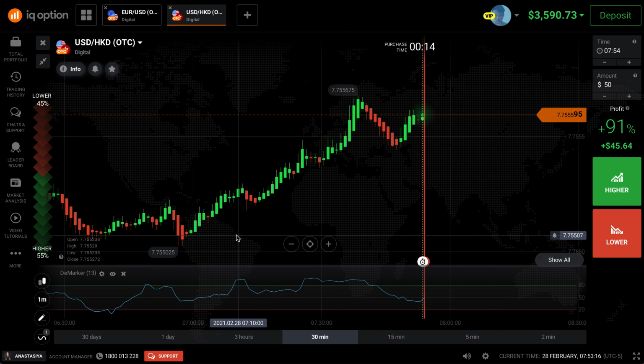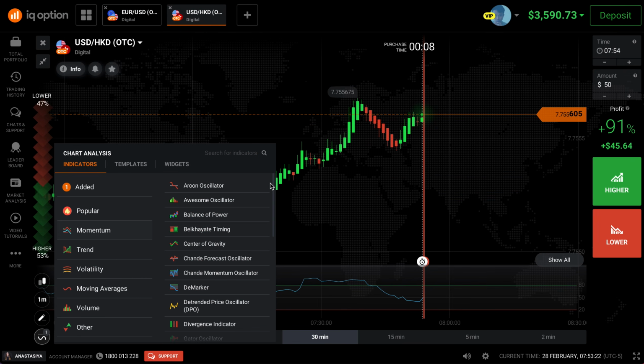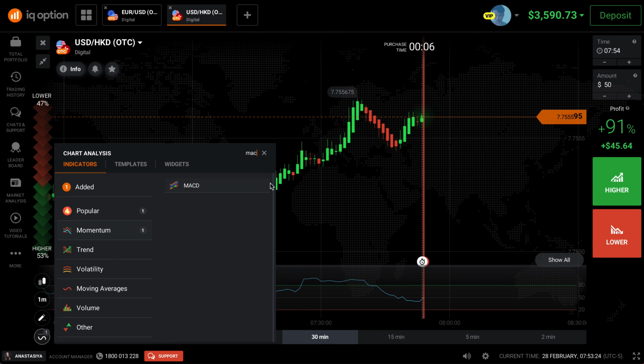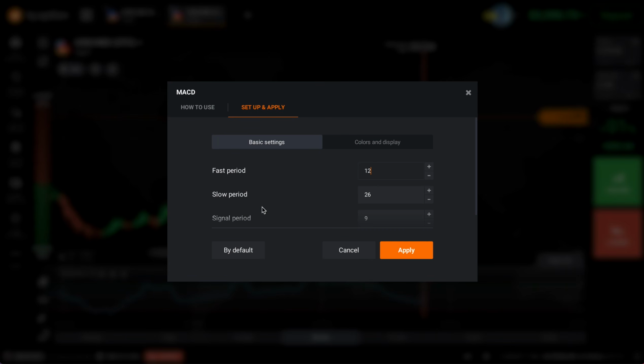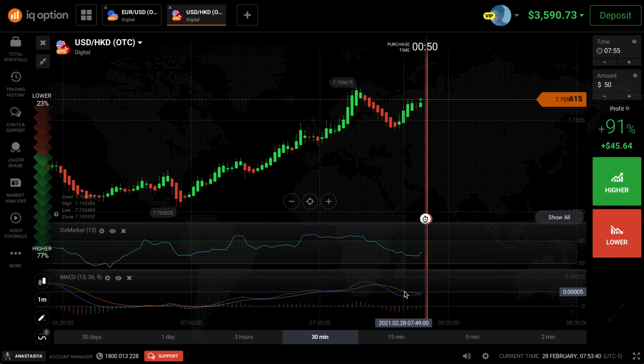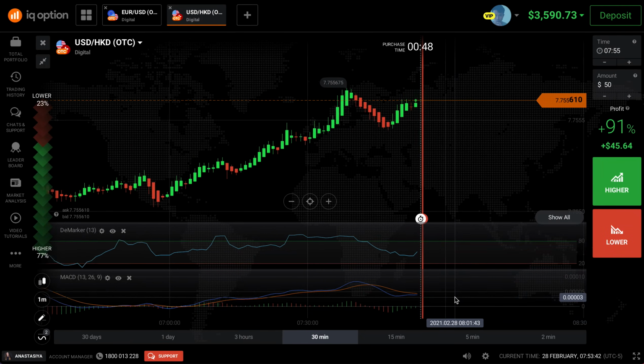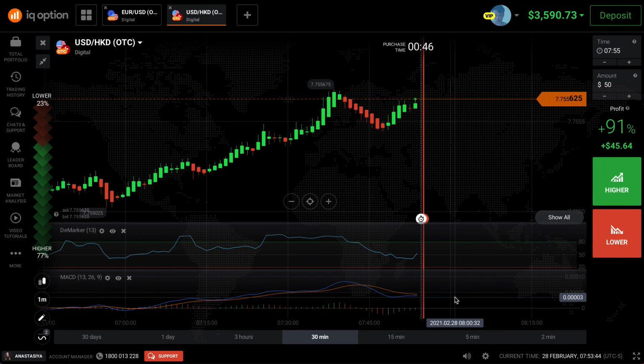We're going to use the MACD line. So we're going to apply MACD. You go into indicator and search for MACD. This is the MACD line right here. So what is the best period to use here? We're going to use 13 as well, so it is matched to our DeMarker. It's pretty okay.